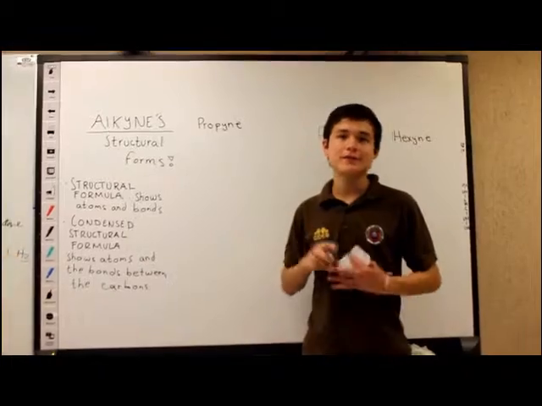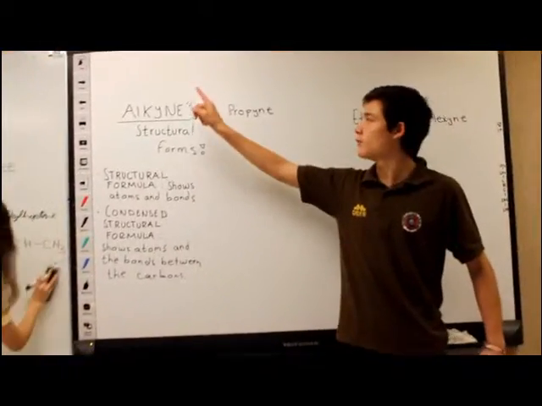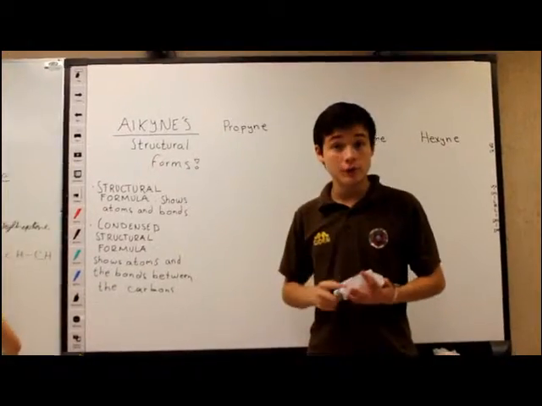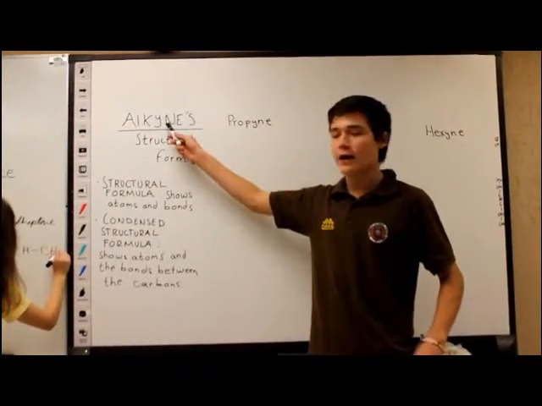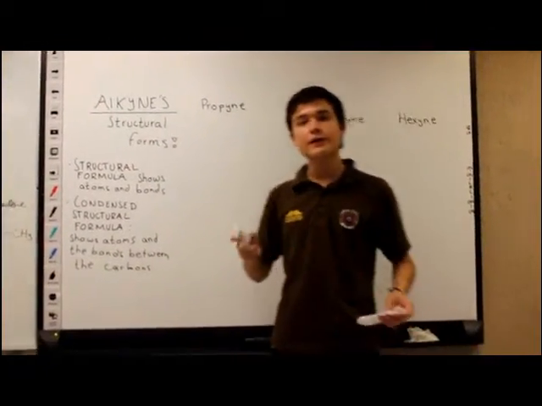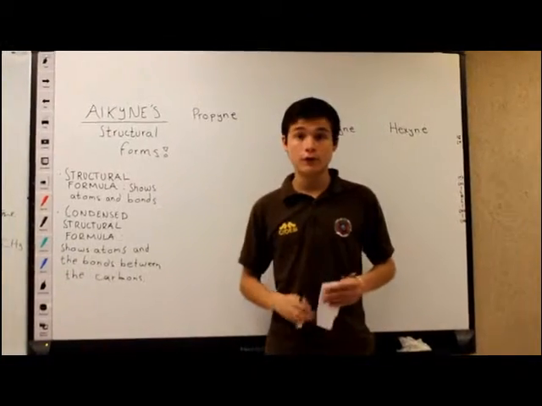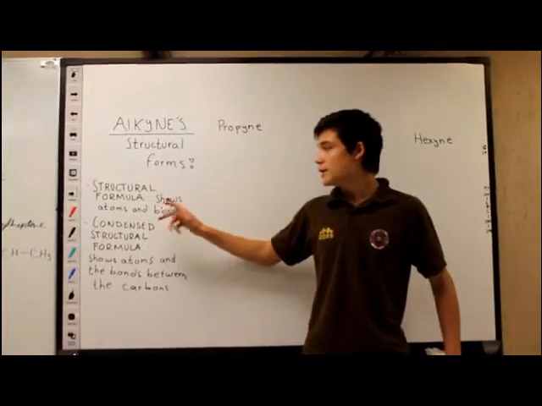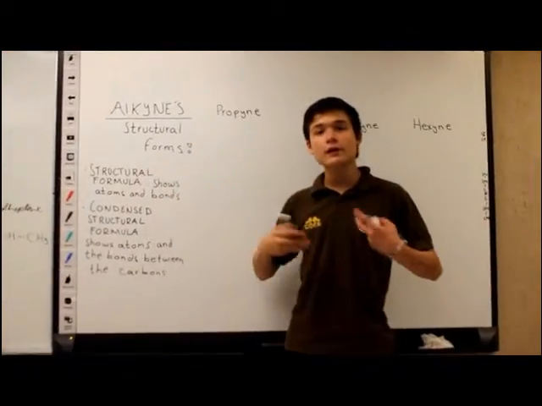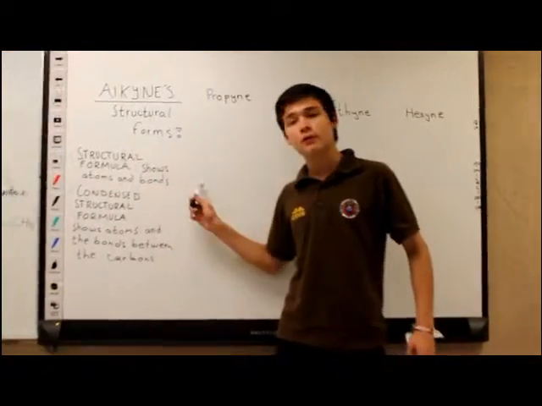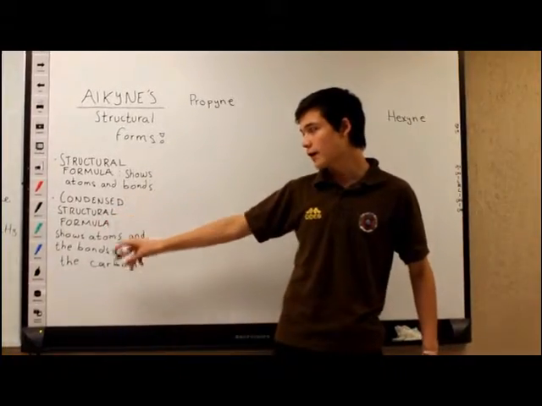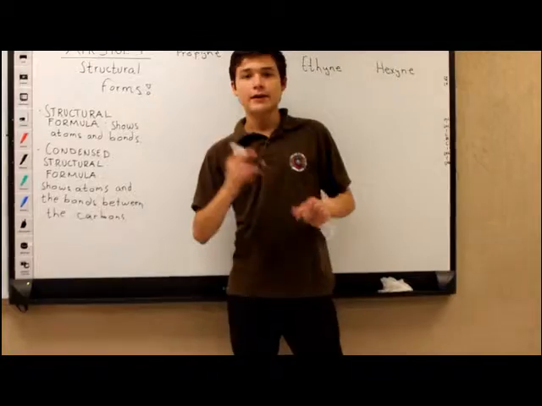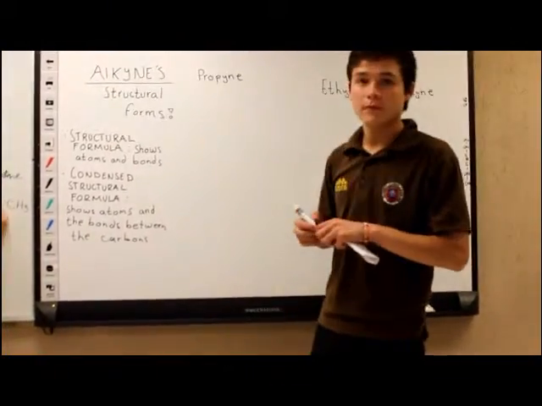Hi, today I'm going to present you the structural forms for alkynes. We have to remember that alkynes have a triple bond and end with yne. Well, in this case, I'm going to present you 2 types of structural formula. The first one, the condensed structural formula. Here, we only can perceive the atoms and bonds, and the condensed structural formula shows atoms and the bonds between the carbons. Here's an example: propyne.